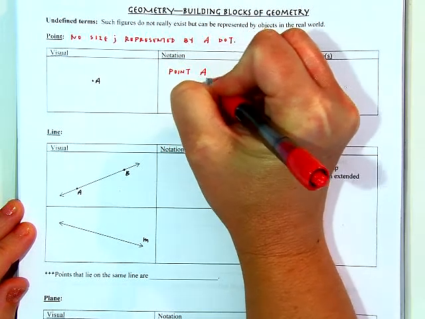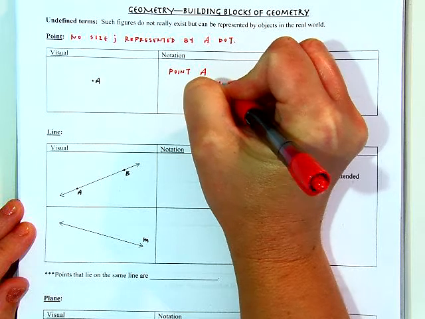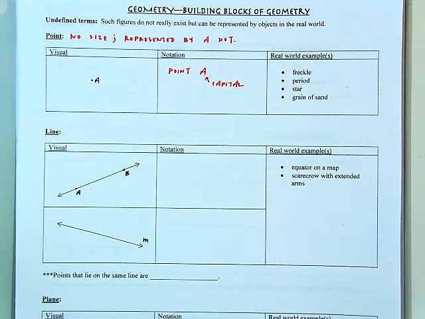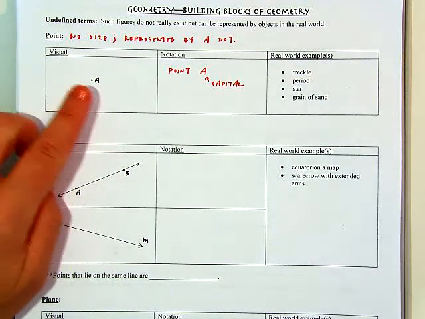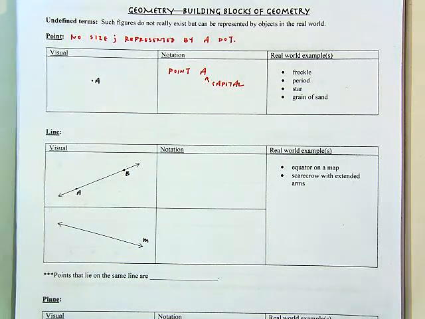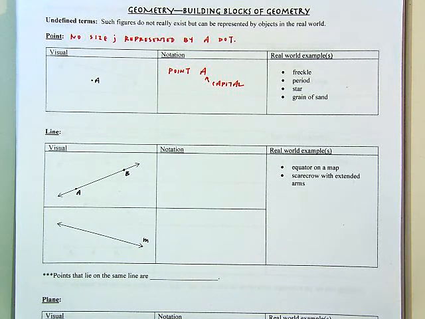And note that the A must be a capital. So when we're identifying points, we identify them with capital letters. So here is a little dot, a little A next to it. This is point A.